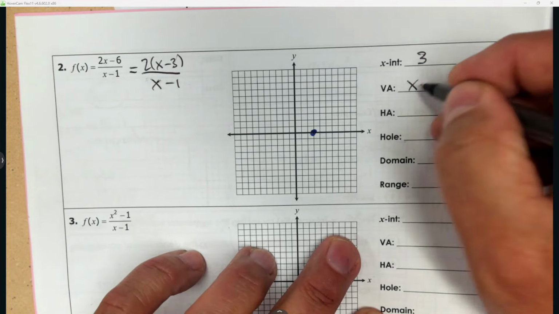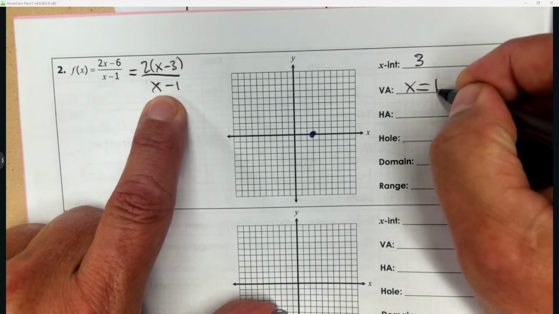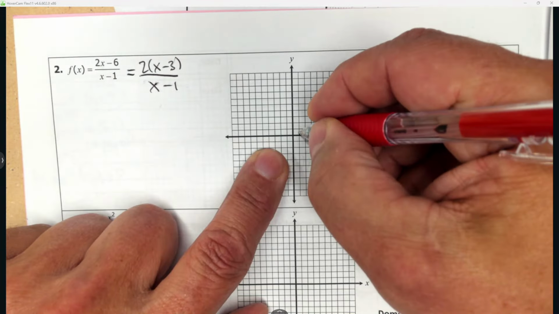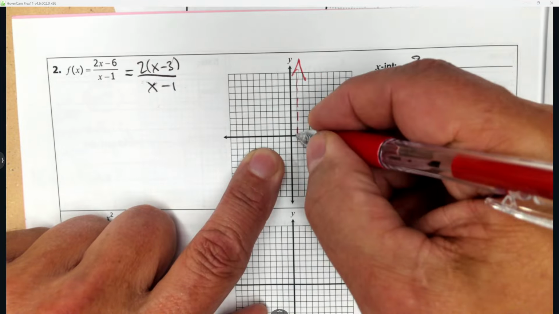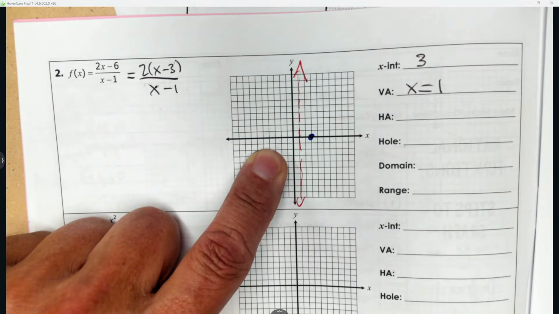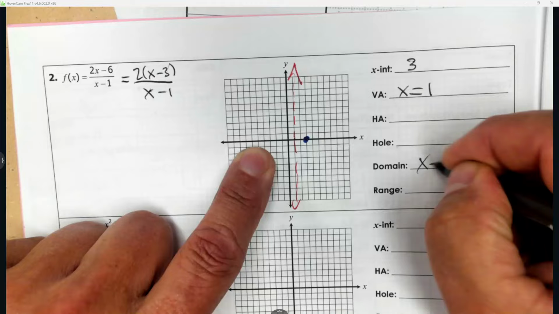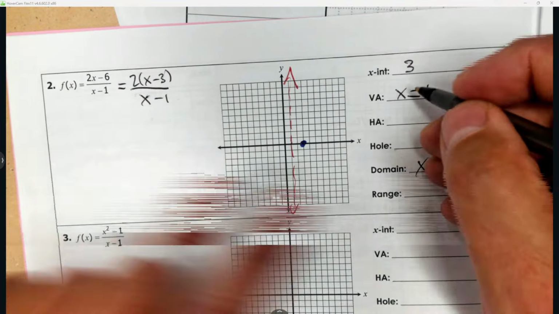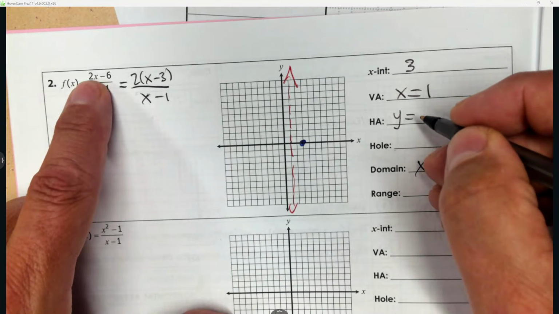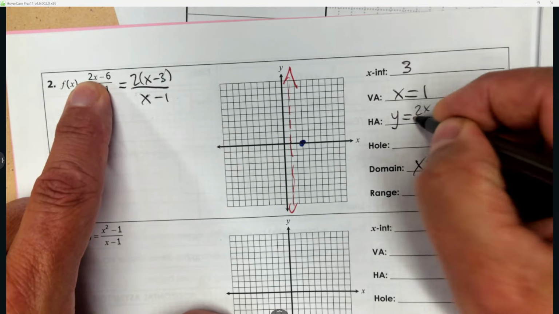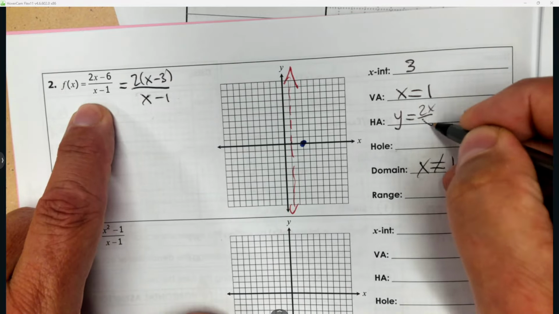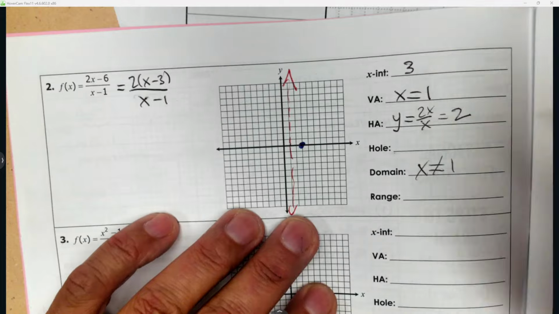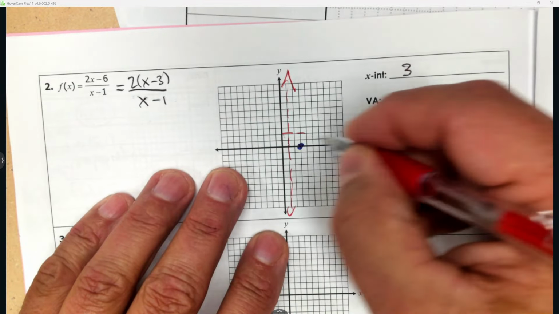The vertical asymptote is the denominator, the opposite number that makes it 0, which is 1. That's also going to be the domain. The horizontal is by taking the power term on top, which is 2x, divided by the first term on the bottom, which is x. The x's cross out and leave you with 2. So go up 2 and do a horizontal asymptote.